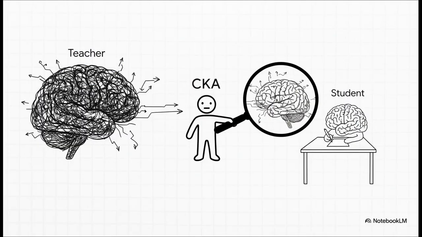This is where CKA plays the role of the perfect exam proctor. Instead of just making sure the student model gets the right answers, CKA checks if the student's internal thought process is starting to look like the teacher's. You can actually use the CKA score to guide the student's training, making sure it doesn't just learn to cheat the test, but that it's truly learning how to think like its teacher.